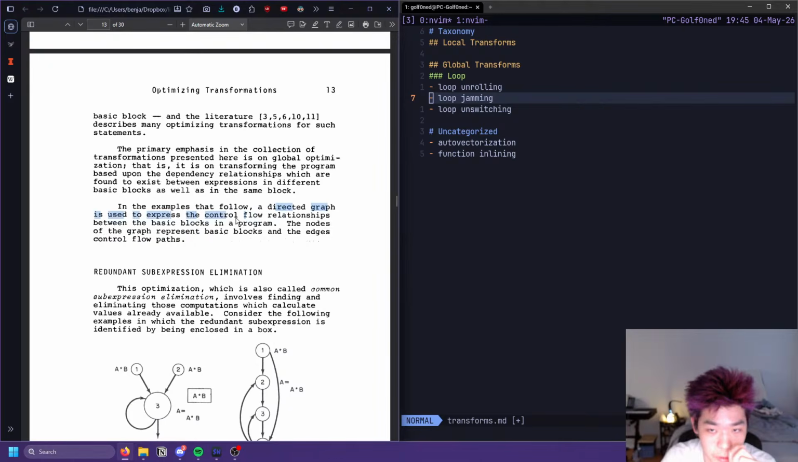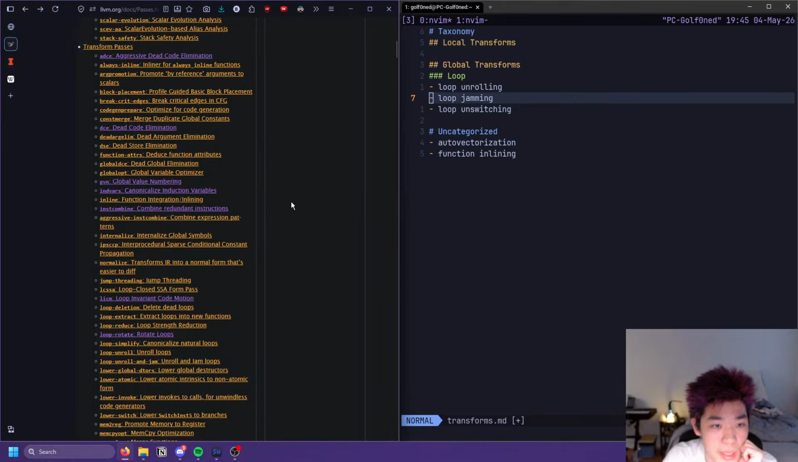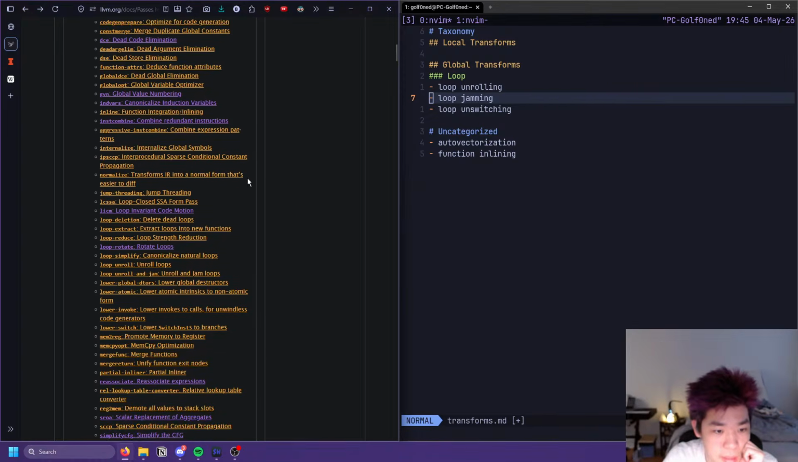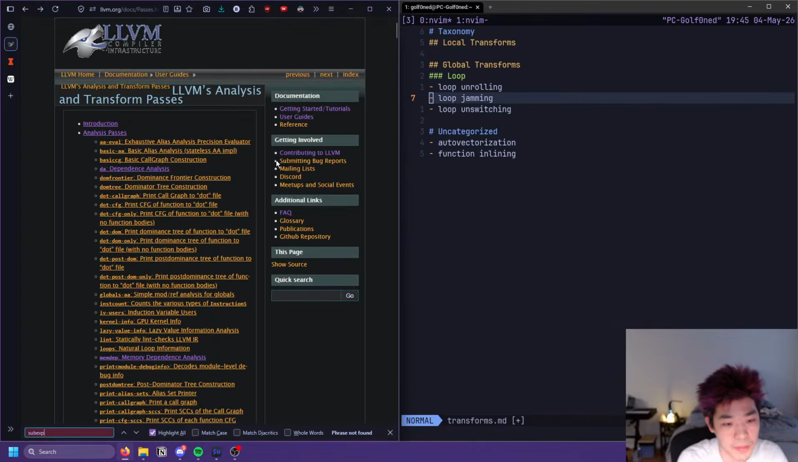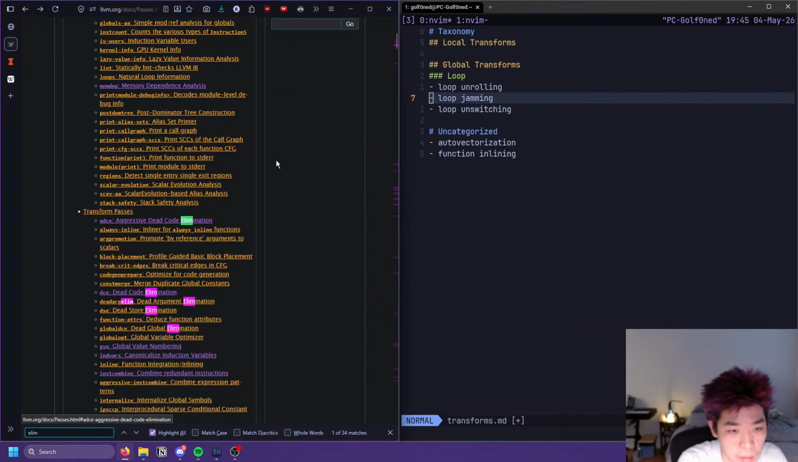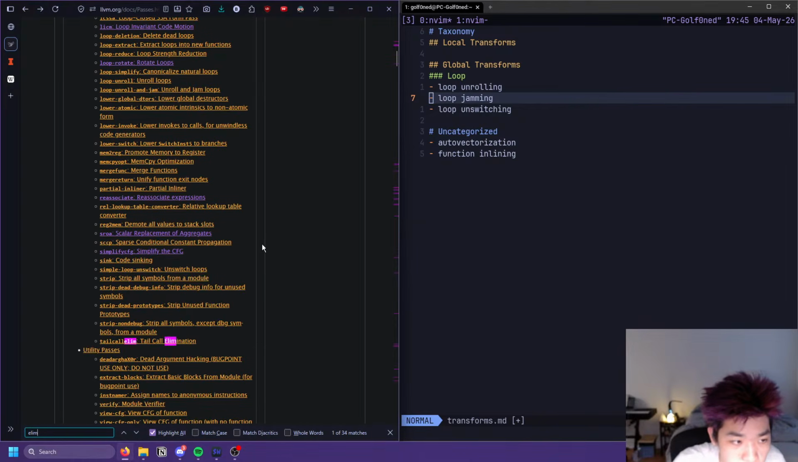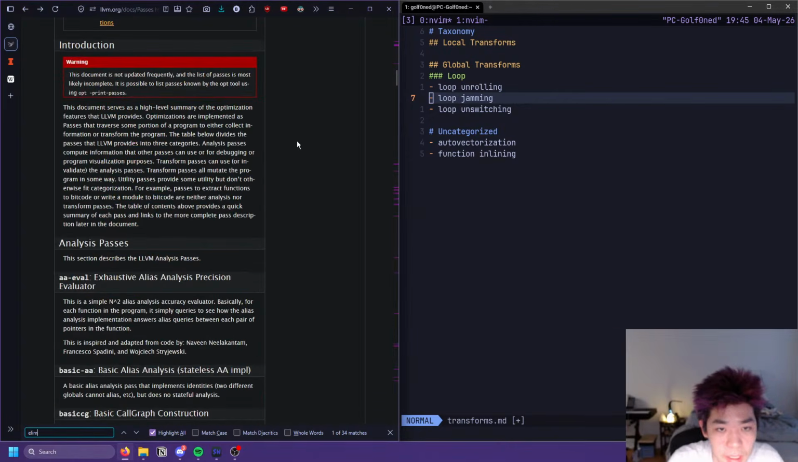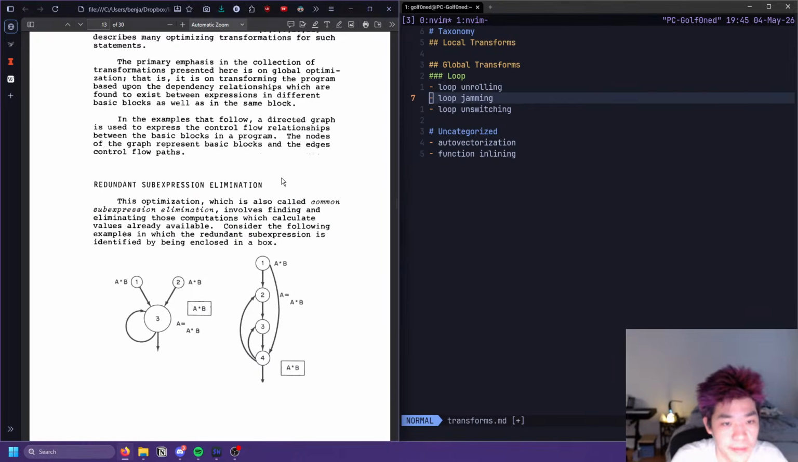Okay, so we have control flow graphs. So, redundant sub-expression elimination. I've heard common sub-expression elimination more frequently. Is that what exists here? Okay. Okay, I guess that doesn't really help me here. That's fine. Okay.